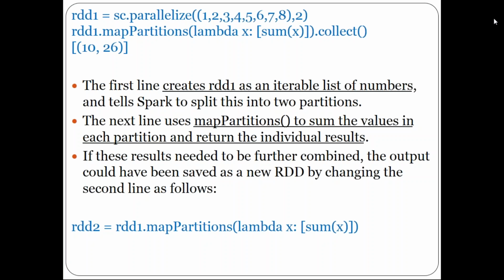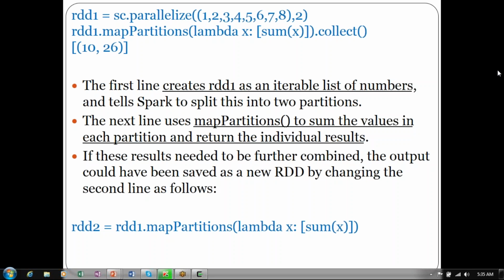Now I'm explaining this bit. The first line will create an RDD1 as an iterable list of numbers and tells Spark to split into two partitions. I explained it very clearly. Now, the next line uses mapPartitions to sum the values in each partition and return the individual elements. I have underlined it because that explains everything. What is mapPartitions doing in the next line? It is just summing the values in each partition and then giving individual results. If these results need to be further combined, the output could have been saved as a new RDD, changing the second line as follows: RDD2 equals RDD1.mapPartitions(lambda x: sum(x)).